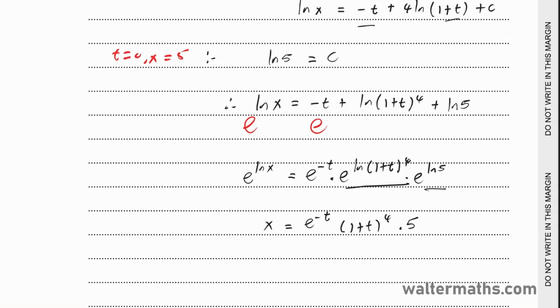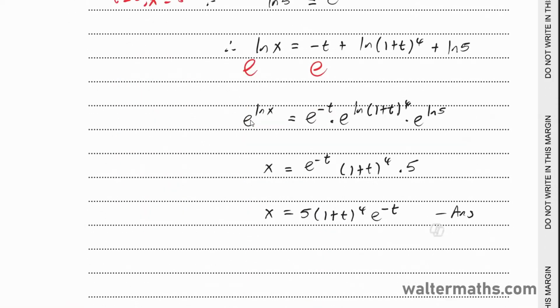All right, so we have right here, if I rearrange it, x being equal to 5e to the negative, okay, let me write it this way. It's actually 5 times (1 plus t) to the power of 4 times e to the negative t. So that is the answer we get right on part A.